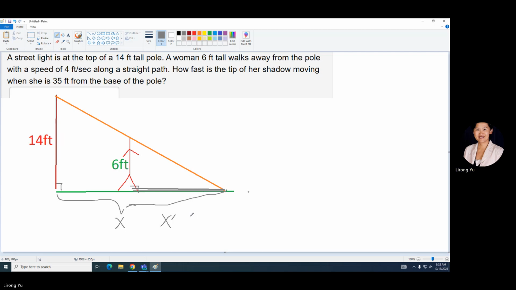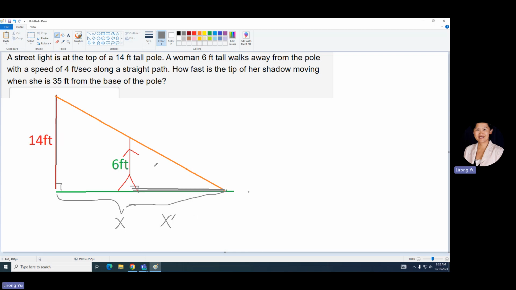Any questions? So there are a lot of distances involved in the question. We certainly don't care about the hypotenuse, because in the question we have how fast the tip of the shadow is moving. So x prime is definitely something we want to know. Another thing is a woman is walking away from the pole with a speed of 4 feet per second. This person's foot is moving, so that would be a rate of change for a distance, the distance from this person to this base. That's how fast this person is moving.